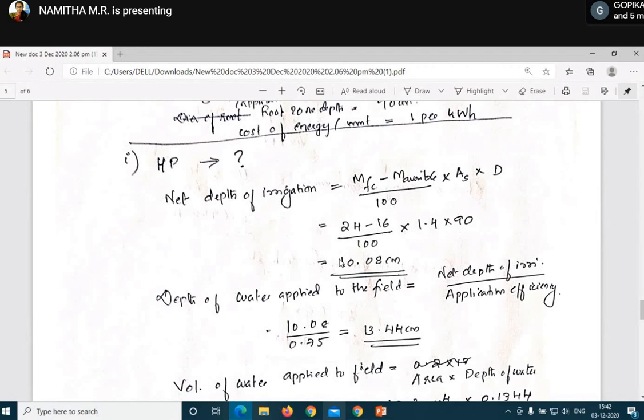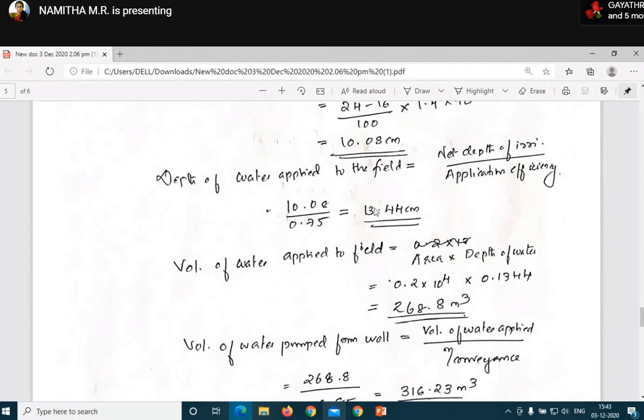So that thing we have to account for. The actual depth of water to be applied in the field is equal to this irrigation depth divided by the application efficiency. So that is divided by 0.75, which gives 13.44 centimeter. That means if you are applying 13.44 centimeter of water, then only the plant will get 10.08 centimeter of water. Okay, that is the thing.